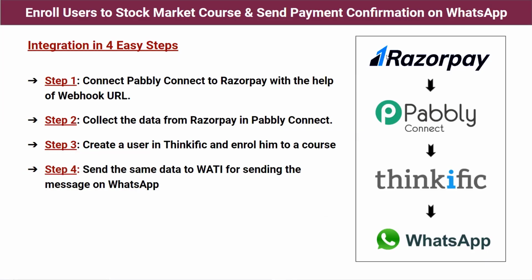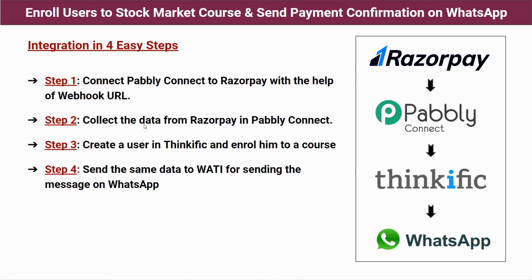So basically, you can send the data from RazorPay to Thinkific and WhatsApp in just 4 easy steps. Step 1, connect Pabbly Connect to RazorPay with help of the webhook URL. Simply put, first of all, you are going to log into Pabbly Connect, and afterwards you are going to integrate RazorPay and Pabbly Connect with help of webhook URL. You're just going to copy the webhook URL from Pabbly Connect and paste it into RazorPay.